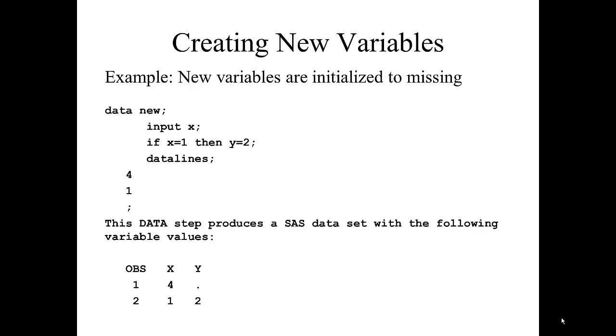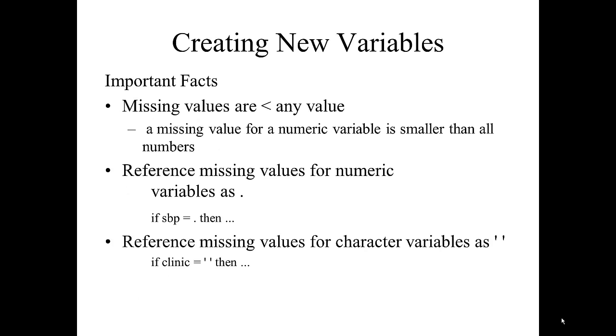So again, new variables are initialized to missing, and then they were replaced with a value based on this if-then statement. When creating new variables, there are some important facts to consider. First of all, missing values are less than any value. A missing value for a numeric variable is smaller than all numbers. In that example, if age is less than 50, then young equals 1.